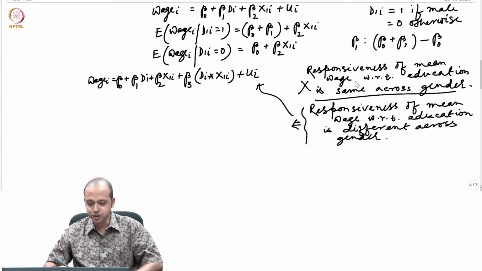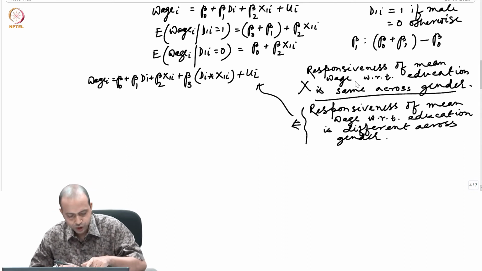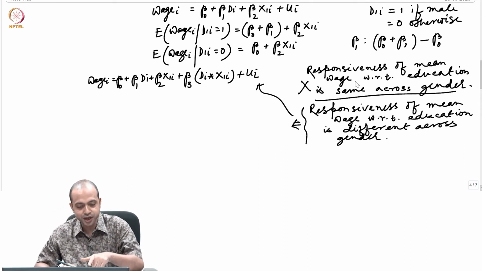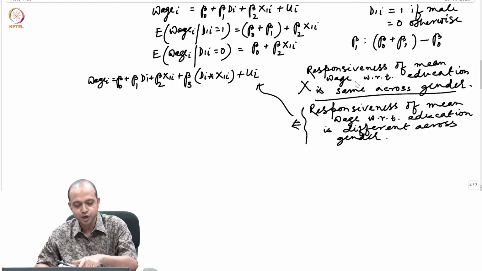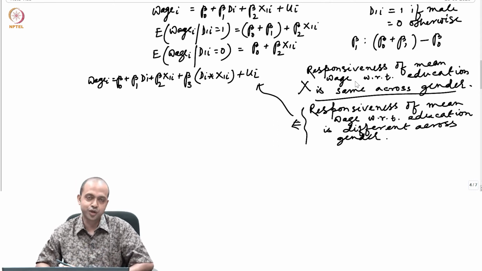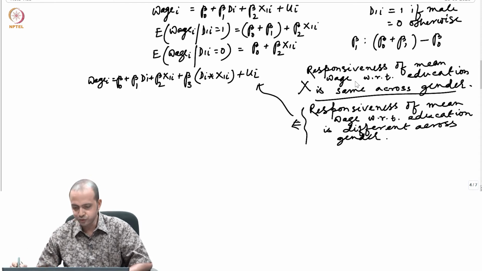Okay. How is this so? We have already derived the interpretation of beta 1 and beta 2. Now, additionally we have to derive the interpretation of beta 3. How will you do that? So, I will do the interpretation in the next page.